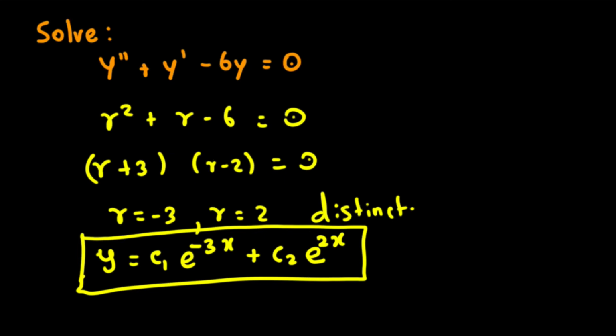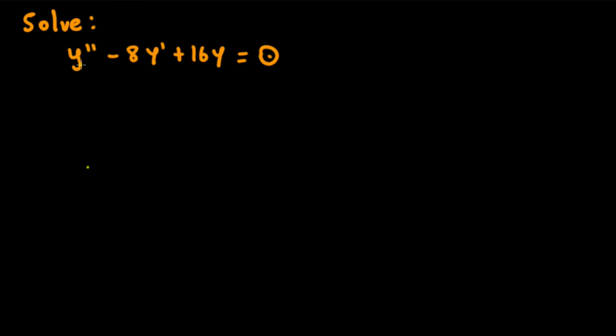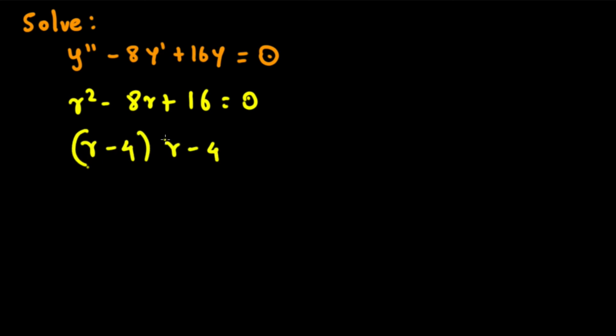Now let's look at another problem. Here we have y double prime minus 8y prime plus 16y. Same thing, first we have to convert this one into that r square pattern. So this is going to be r square minus 8r plus 16 is equal to 0. The next thing is we have to factor this one. If you factor this one, you will get r minus 4, that's equal to 0. So r will be equal to 4. Here we have equal real roots.